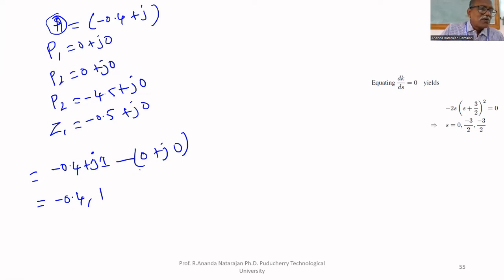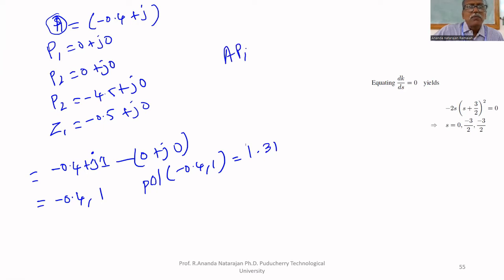Minus 0.4, comma, 1, you pass to polar coordinate. What is the magnitude you got? 1.31. That is AP1, magnitude AP1 equals 1.31. Similarly, AP2 is also 1.31 because it is the same point.